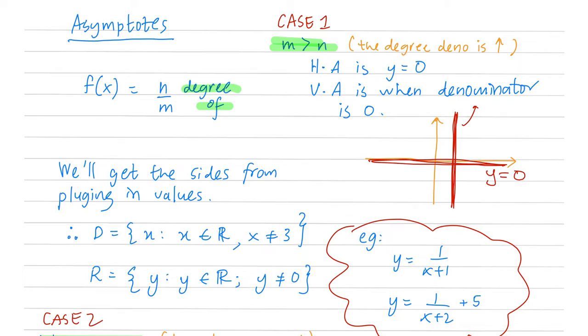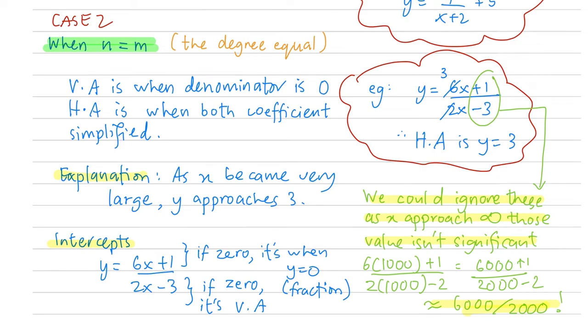Okay, so how about case 2? Case 2 happens when the degrees are equal, so the degree of the numerator is equal to the degree of the denominator. For example, look at this one. When we have a function, both linear, (6x plus 1) divided by (2x minus 3), the highest power is 1: x to the power 1 for the numerator and x to the power 1 for the denominator.